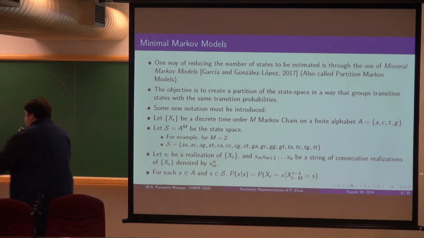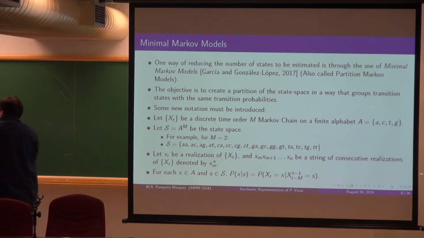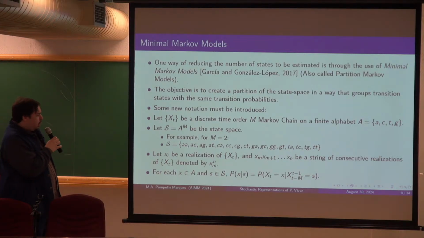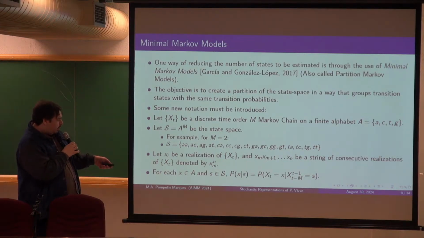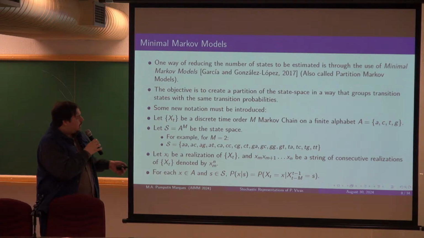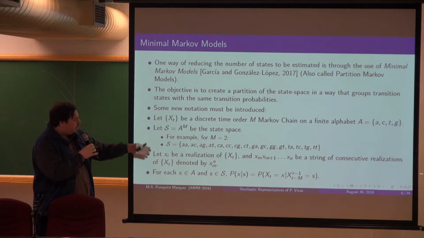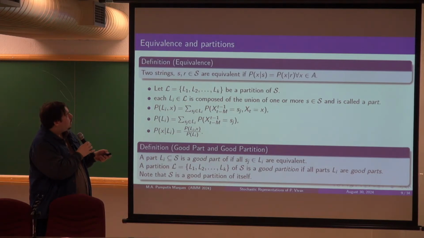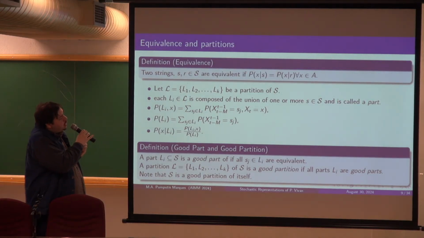So the idea is exactly like Professor Veronica wrote there. We are going to have a sequence of realizations, and we are going to look at some nucleotides that come before. So for example, this is like an order 8 chain here. For each state in the alphabet and for each string, we can write the conditional probability with this notation.